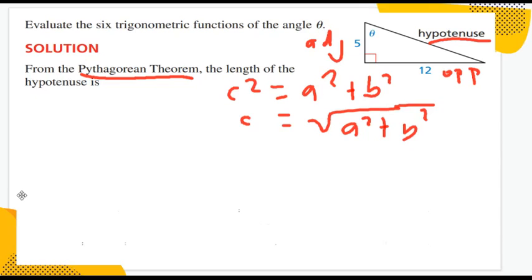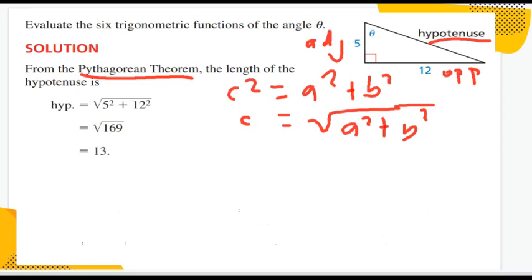Applying the Pythagorean theorem, we have hypotenuse is equal to the square root of 5 squared plus 12 squared. 5 squared is 25 and 12 squared is 144. If you add 25 and 144, that is equal to the square root of 169. The square root of 169 is equal to 13, which means the value of our hypotenuse is equal to 13.